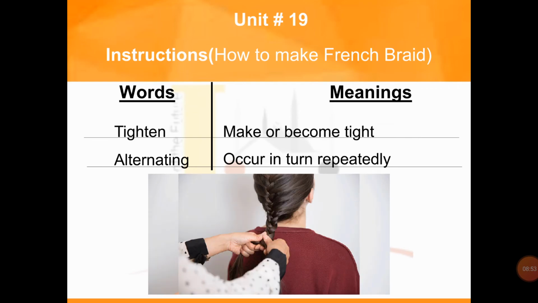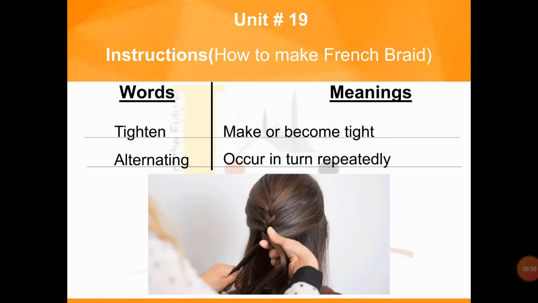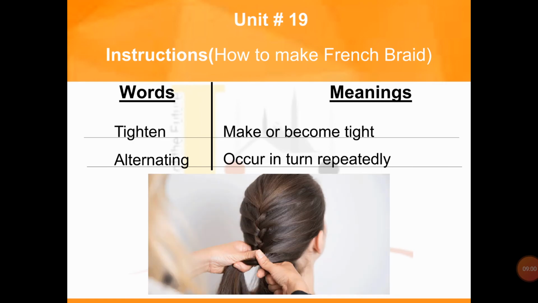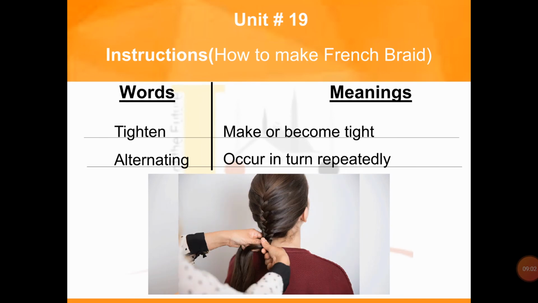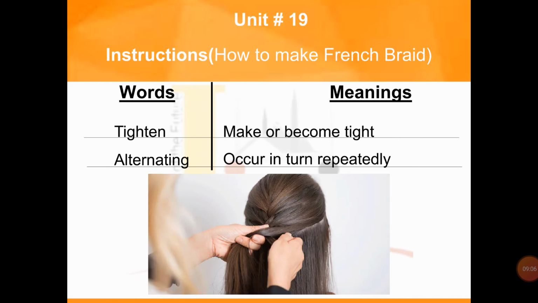Continue the process, alternating right and left sections over the middle section, tightening each plate as you make it until you reach the hair line. Secure the end of the braid with a ponytail holder.